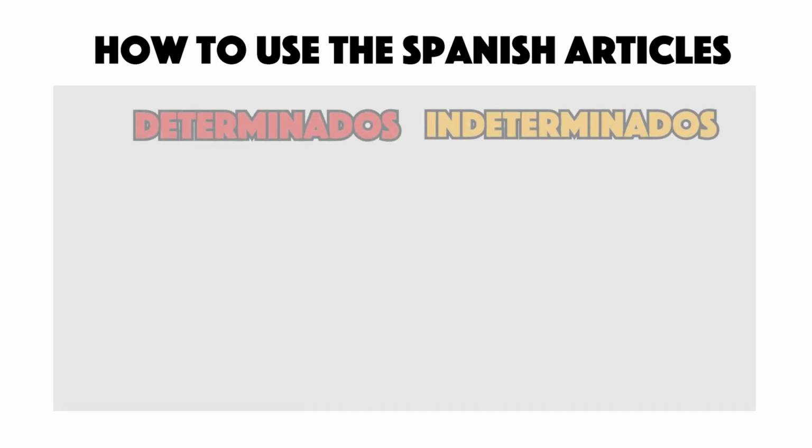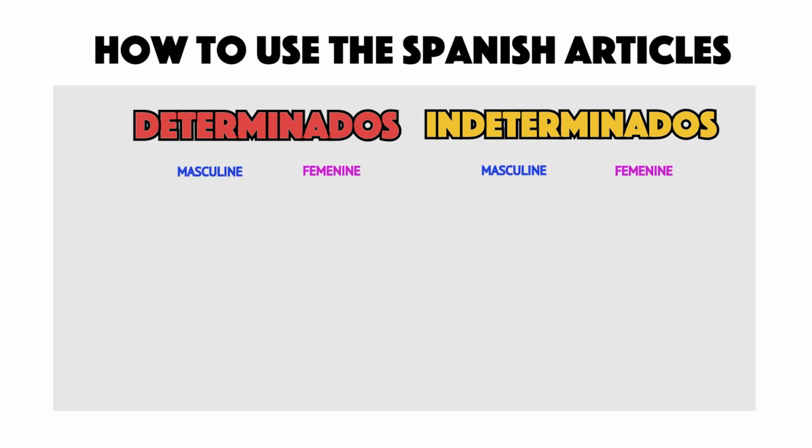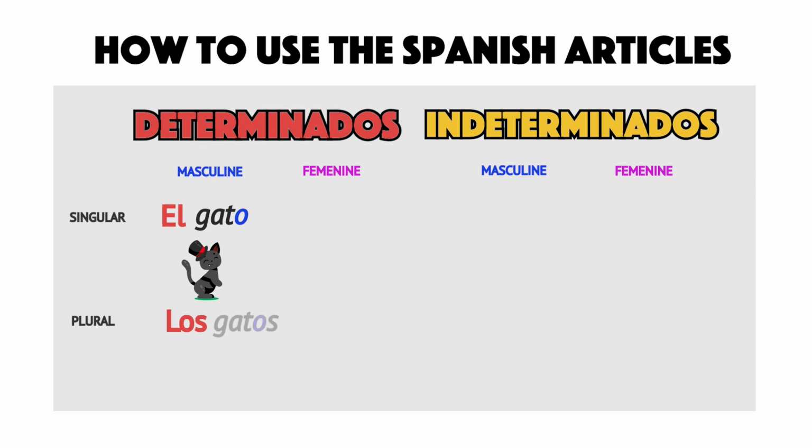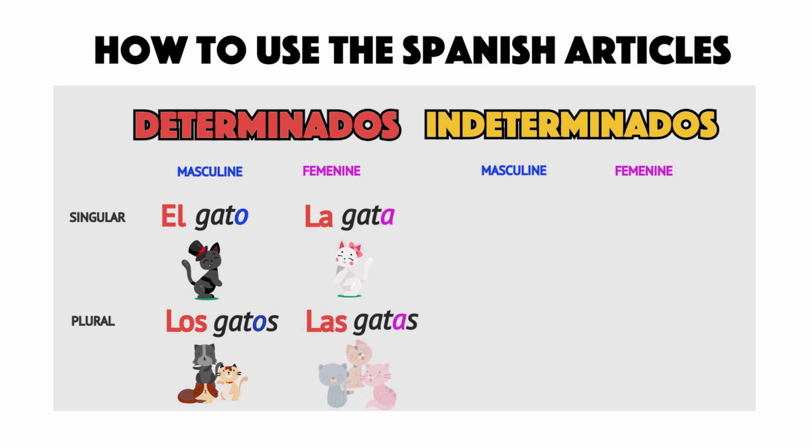To use the Spanish articles, firstly you need to identify the noun's gender and number, and according to that, the correct article. Let's say, el gato. It is masculine gender in singular number. Los gatos, masculine and plural. La gata, feminine in singular, and las gatas, feminine plural.